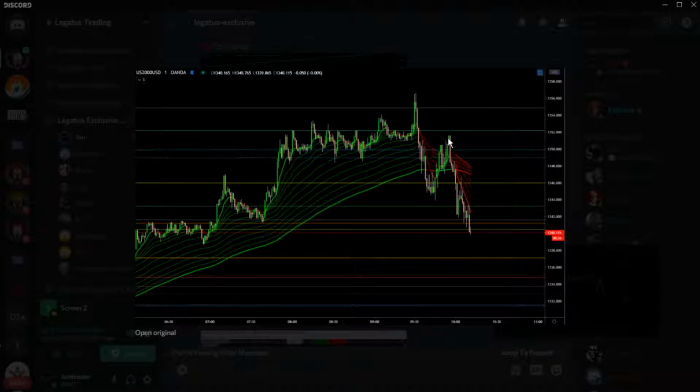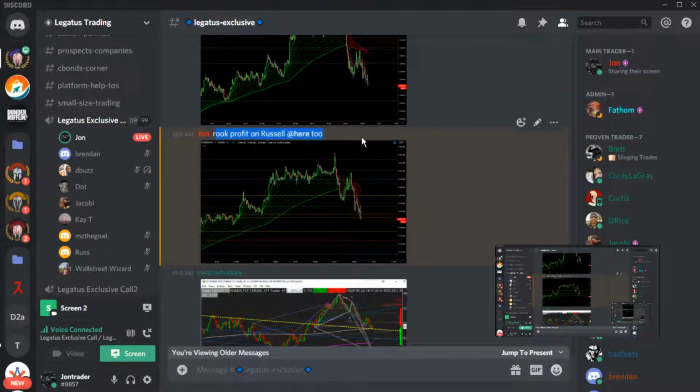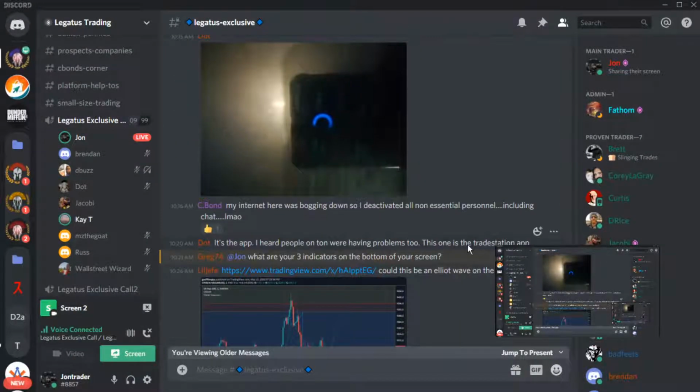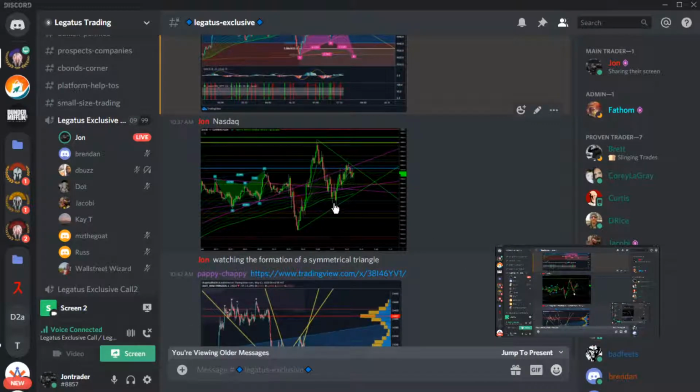And at this point right here, we were shorting the NASDAQ. That was the last picture we had. So we were done with the Russell at that point. But if you still had your stop in profit, you wouldn't have been hit. So at this point, you're still riding it down. And I took more profit on the Russell. And that was it for that one.